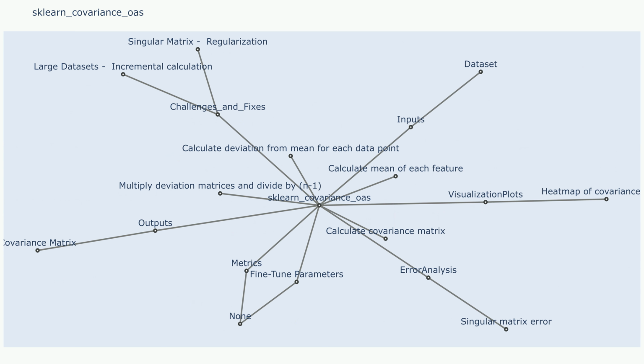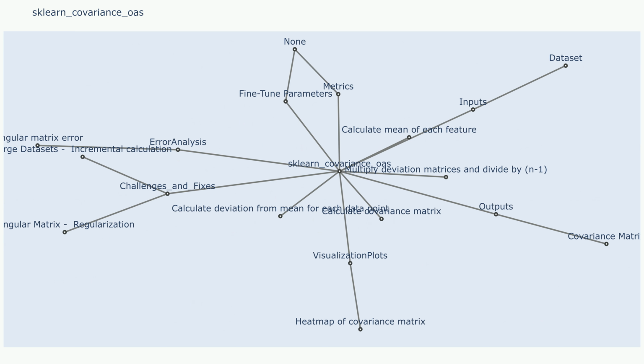Metrics. Metric 1. Explain in detail. One metric used to evaluate the performance of covariance estimation methods is the log likelihood of the data under the estimated covariance model. Higher log likelihood values generally indicate a better fit.